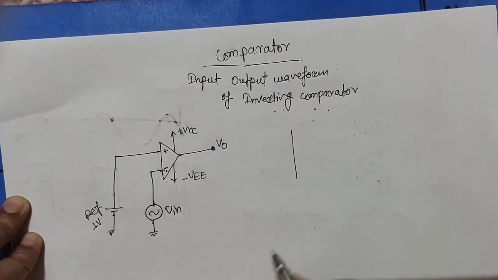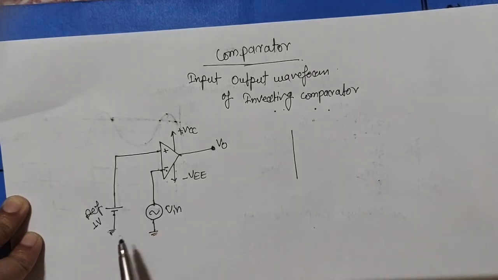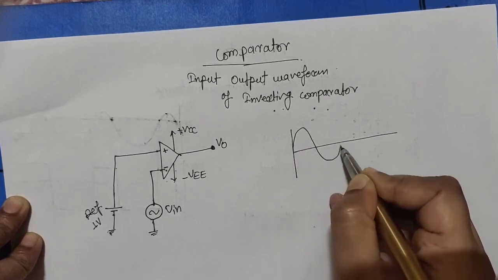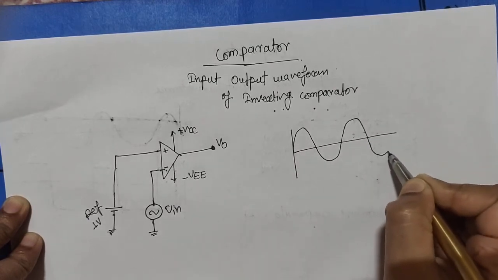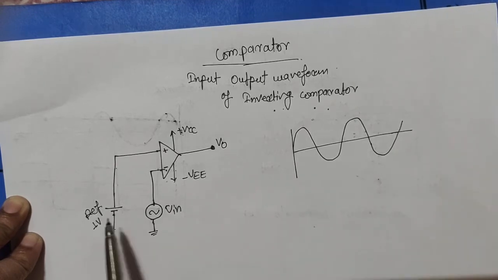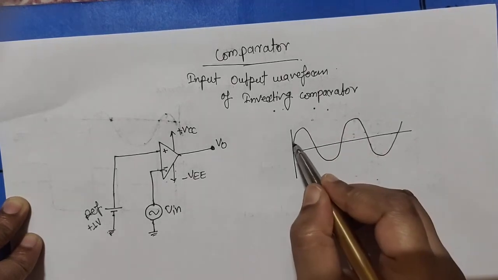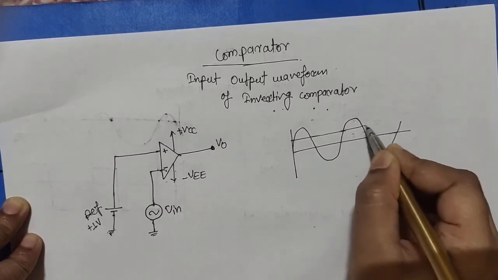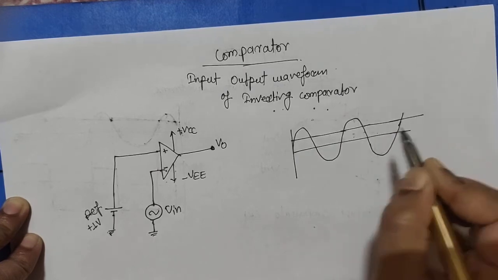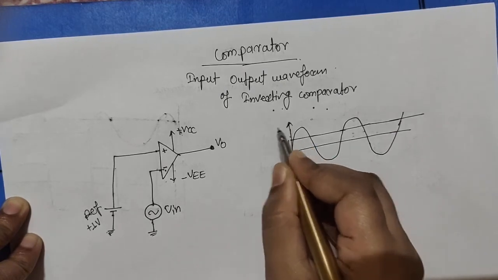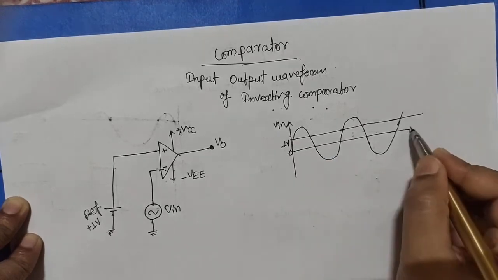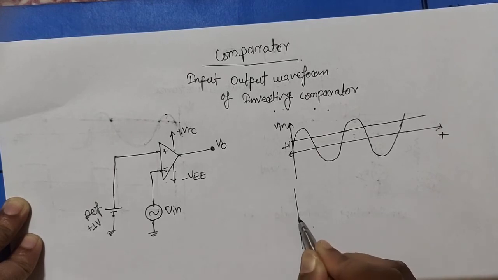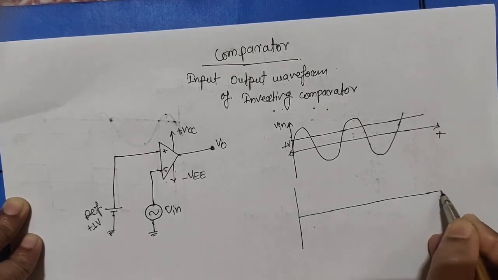If we want to draw the input and output waveform, here the input is a sine wave and the reference voltage is 1 volt. So this is the sine wave. And plus 1 volt is the reference voltage, or you can also select minus 1 volt. This is the plus 1 volt. Now we have to draw the output waveform corresponding to this input voltage.